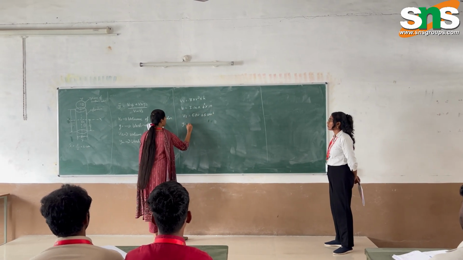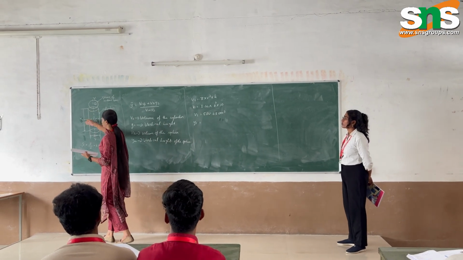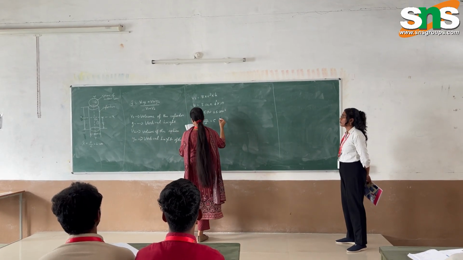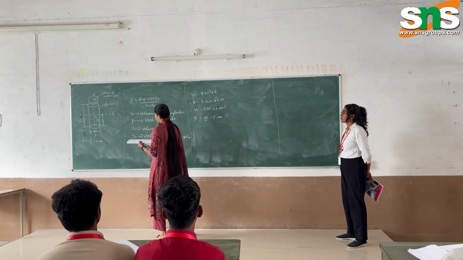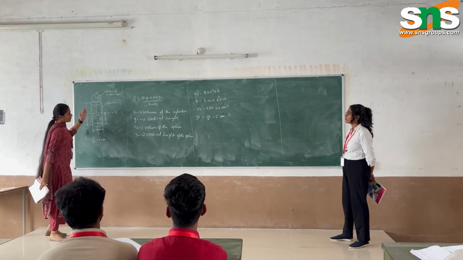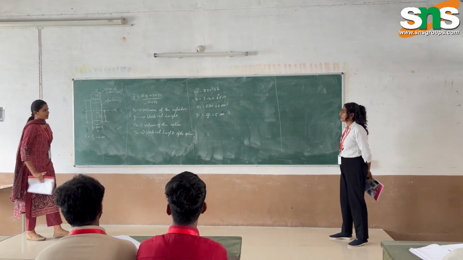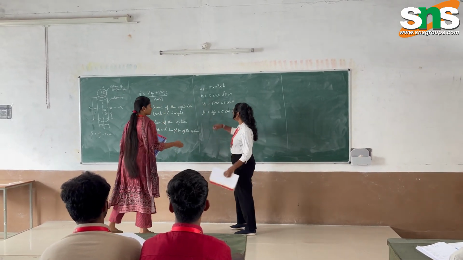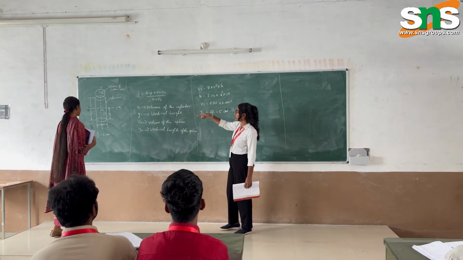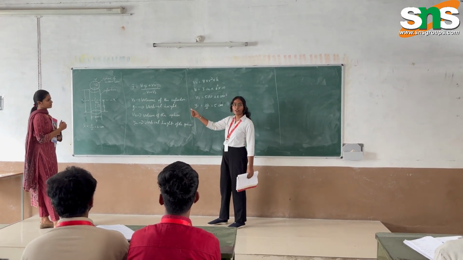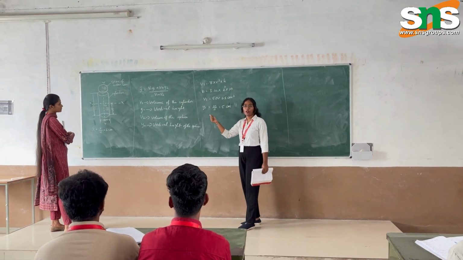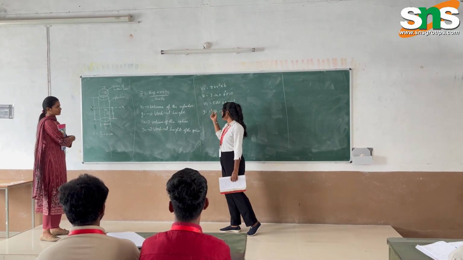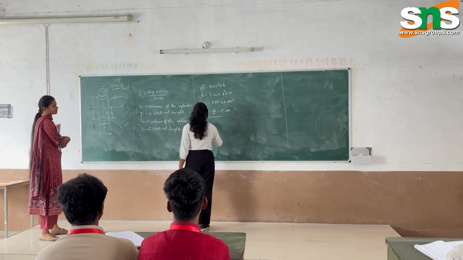For finding y1, what is the length? 10, so 10 by 2. And y1 is 5 cm. I have found the volume of the cylinder. Since it is a 3D object, we are finding the volume. So I have found V1 and y1, and I will continue with the sphere.